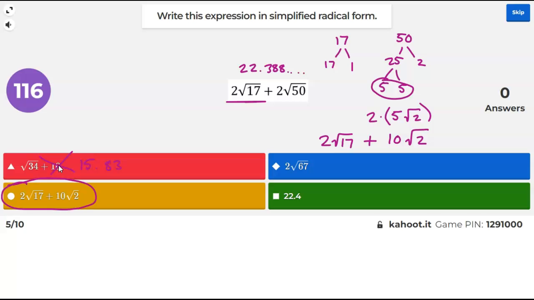If I look at the blue one, 2 root 67, I get 16.3707. That also doesn't match 22. This one is in decimal form, and we wanted it in radical form, so that one's not true either. This is the only one left. Let's put that in our calculator and see if we get the same decimal. 2 root 17 plus 10 root 2, I get 22.388. That does match. So remember, you always have that option. If you don't remember how to simplify a radical, you can calculate out the decimals and compare them.